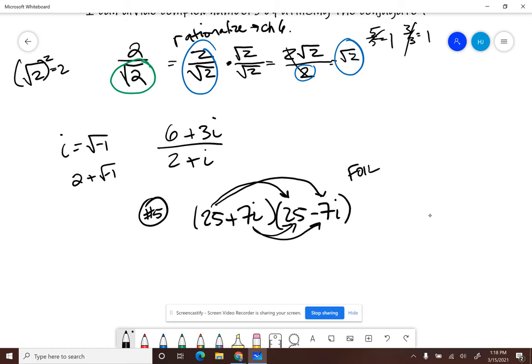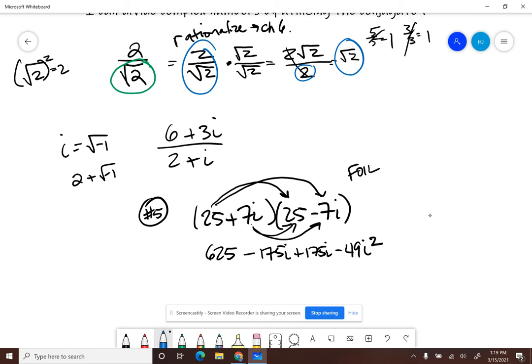Now notice what happens in this. We had 25 times 25, which is 625. We have 25 times negative 7i, which is negative 175i. We have 7i times 25, which is positive 175i. And then last but not least, we have 7i times negative 7i, which is negative 49i squared. Now just notice what happens here. There's a whole lot of magic that happens all here at one time.